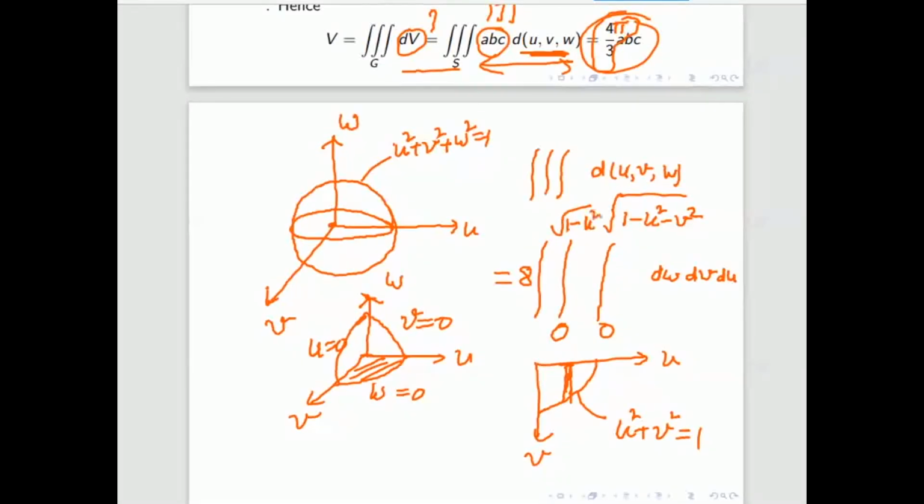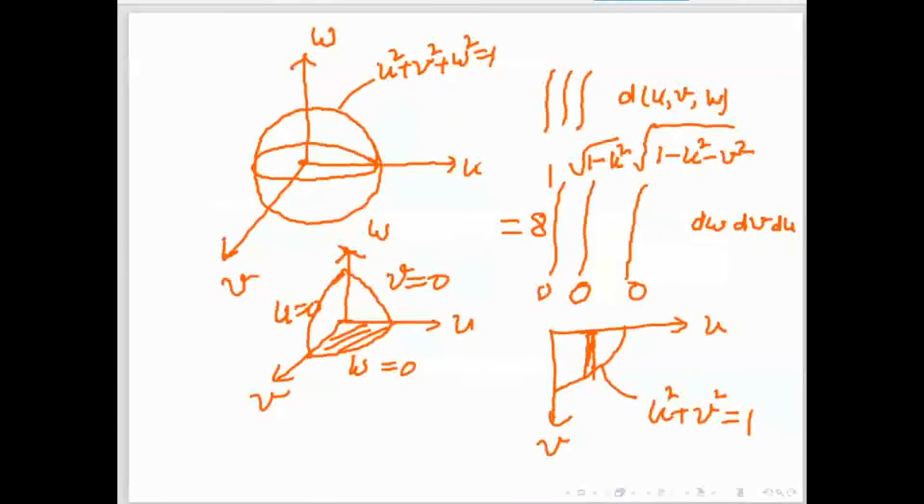And then what will be the limit of u? It will start from 0, it will go up to 1. So if you integrate this, you will get the answer 4 pi by 3. Like multiply by 8 also. So dw, if you integrate, you will get only square root of 1 minus u square minus v square. So let us do the integration.